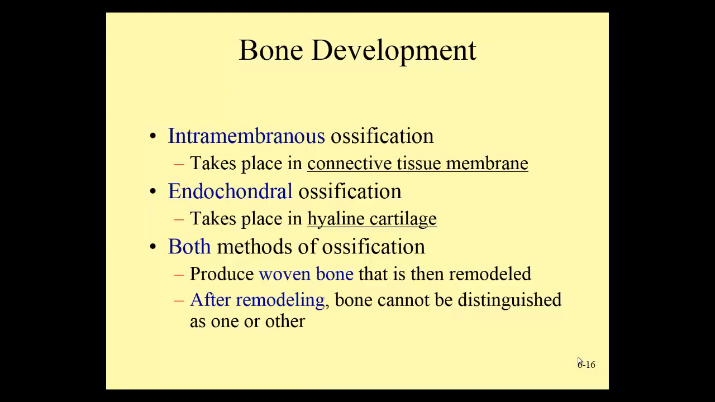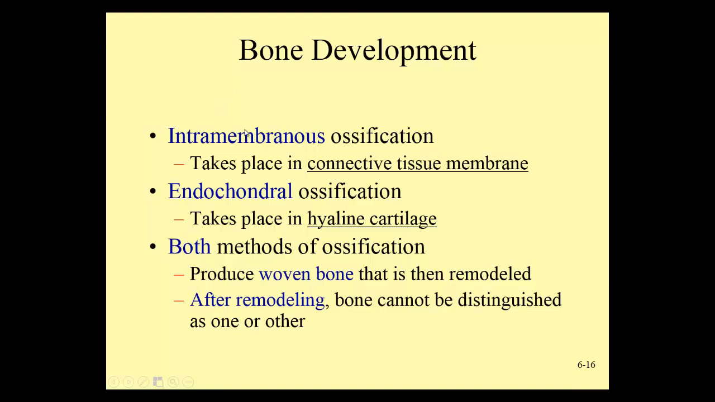Development of bone, and how our bone develops from the time that we are a fetus, during the fetal period. So there are two types of bone development. One is called intramembranous ossification, which takes place within a connective tissue membrane. So the starting material is what differs between these two types. The other type is endochondral ossification, which takes place with hyaline cartilage.